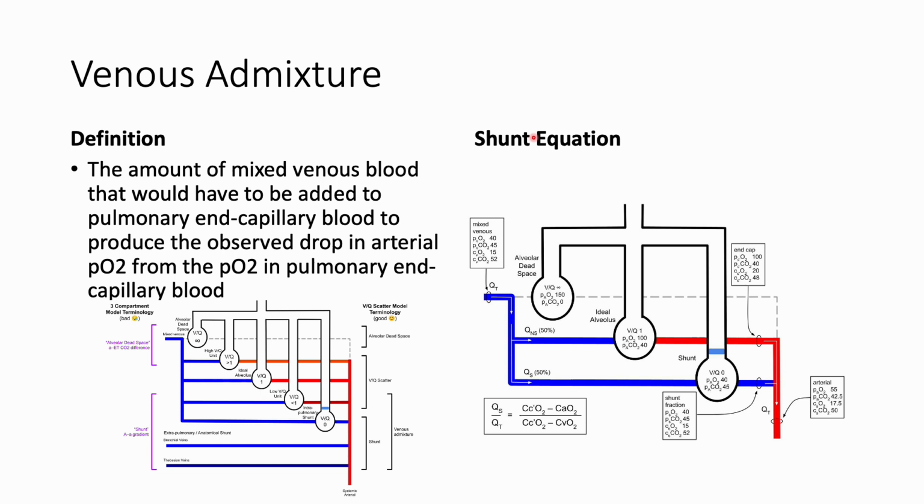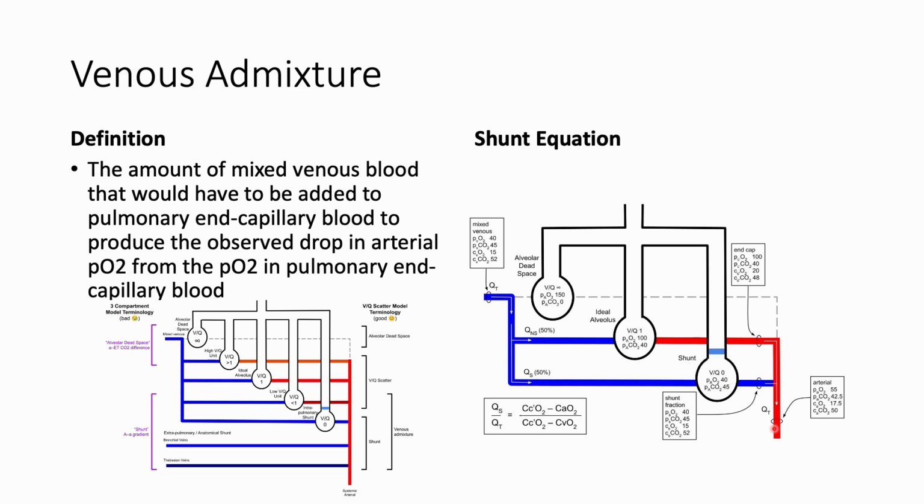In this simpler model, there's only one type of shunt, a mixed venous shunt. And let's look back at the definition of venous admixture. It's the amount of mixed venous blood that would have to be added to pulmonary end capillary blood to produce the observed drop in arterial PO2 from the PO2 in pulmonary end capillary blood. So we can see that the term venous admixture exactly describes what shunt is in the three-compartment model. Now, shunt is the concept that we use to explain the AA gradient.